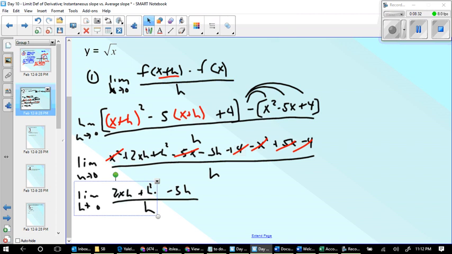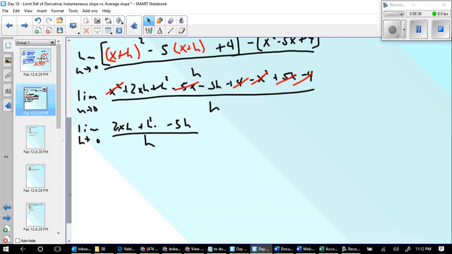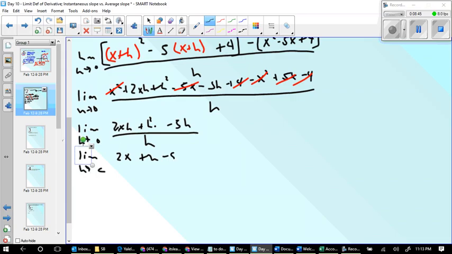Okay, now what can I do? Well, I have an h in every single term up top, so I can factor that out and cancel it with the denominator. So that leaves me with 2x plus h minus 5. So I'm canceling an h from every single term here.